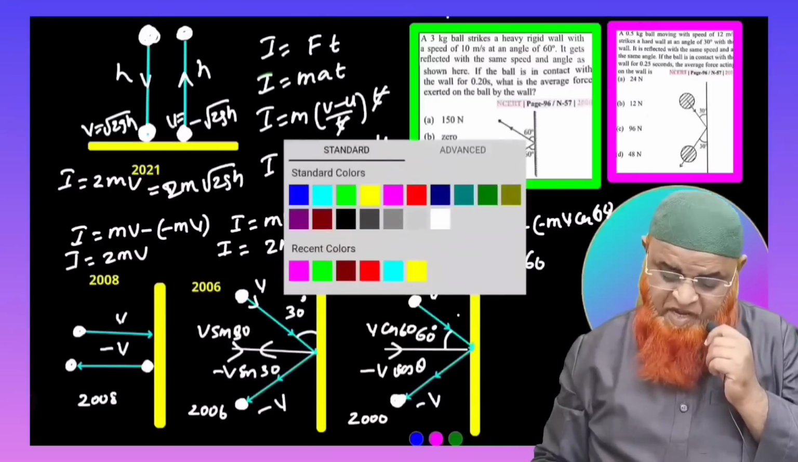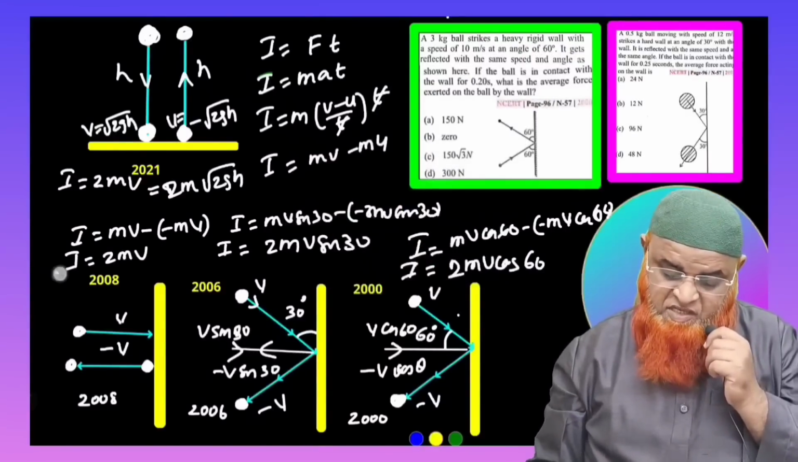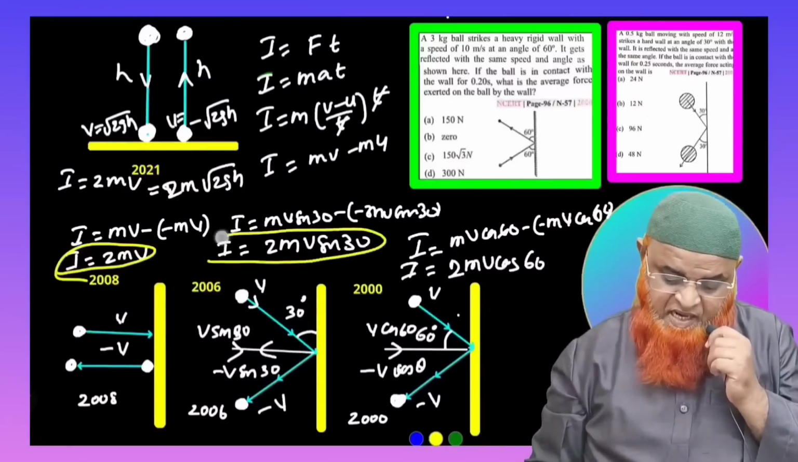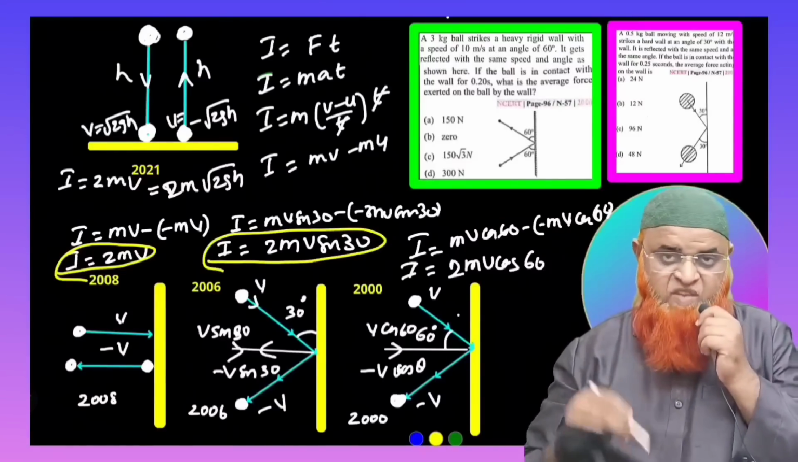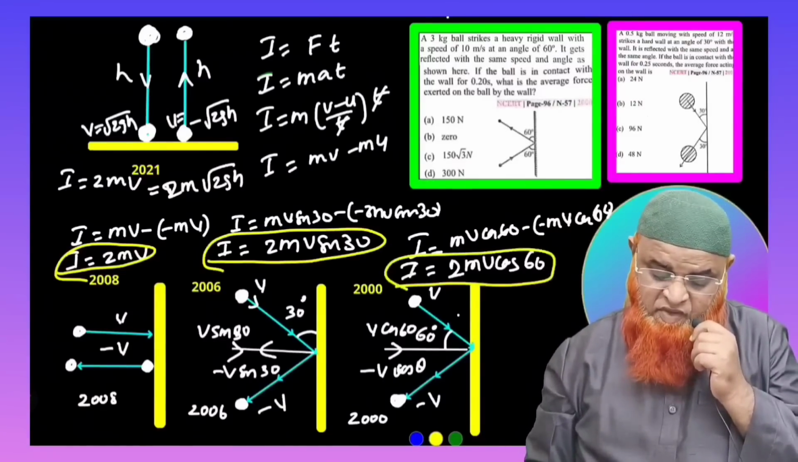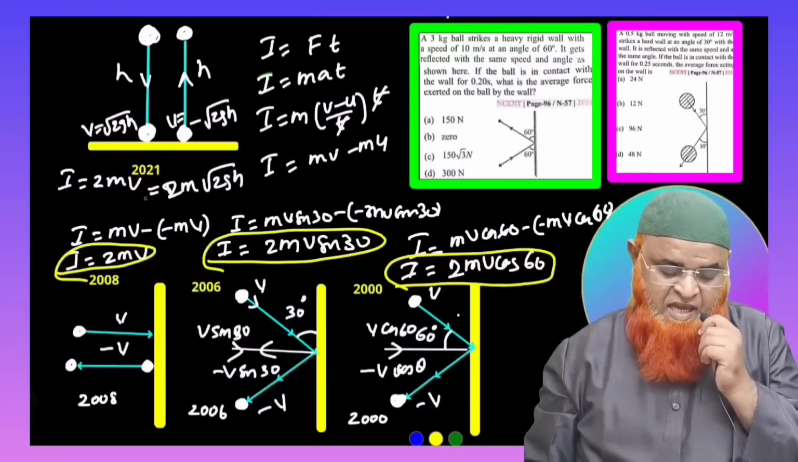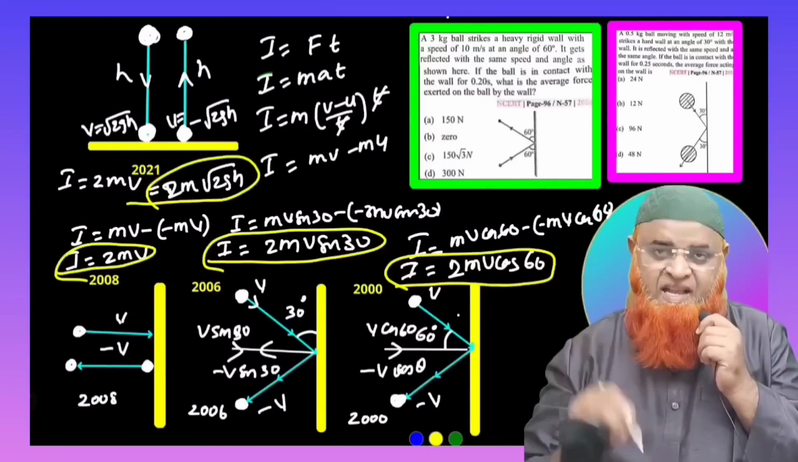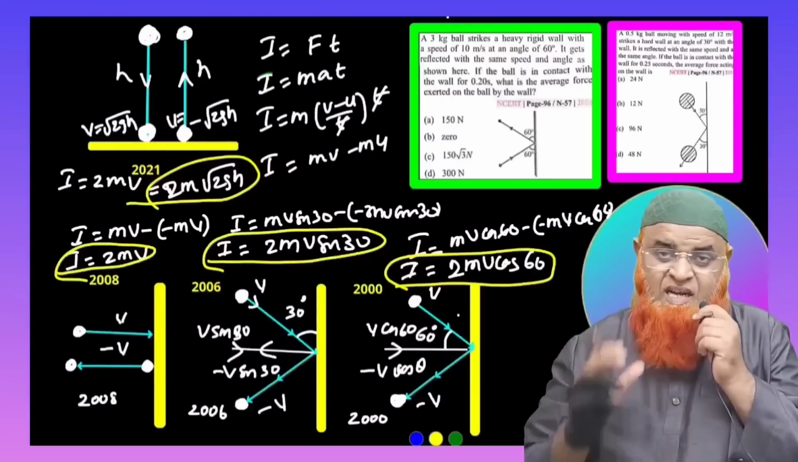So how many formulas, how many answers did we get, you can just see here now. First, we got impulse is equal to 2mv in 2008. Second, in GATE 2006 we got impulse is equal to 2mv sin 30. In the third, that is 2000, we get impulse is equal to 2mv cos 60. In 2021 we get impulse is equal to 2m root of 2gh. Hope you have understood this continuously asked concept.